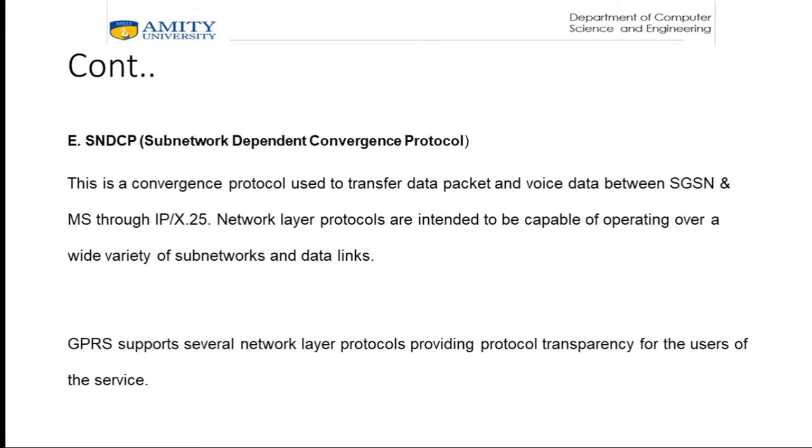Next we go to the SNDCP, that is the Subnetwork Dependent Convergence Protocol. This is a convergence protocol used to transfer data packets and voice data between SGSN and MS through IP or X.25. Network layer protocols are intended to be capable of operating over a wide variety of subnetworks and data links. GPRS supports several network layer protocols, providing protocol transparency for the users of the service.